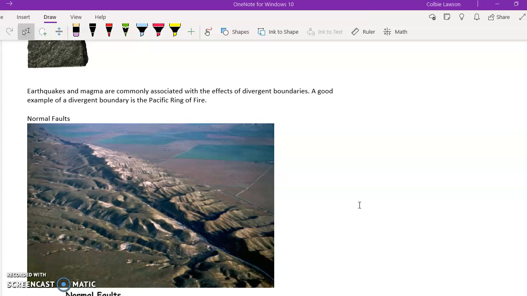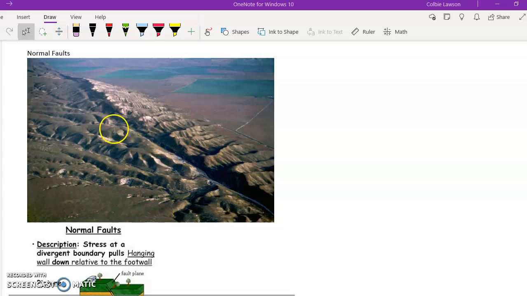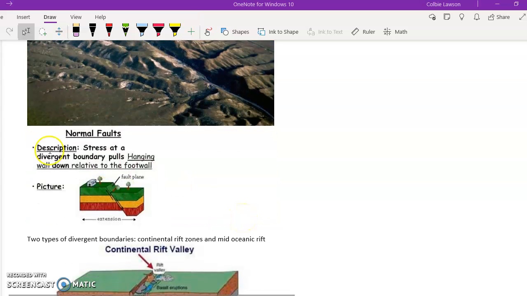Earthquakes and magma are commonly associated with the effects of divergent boundaries. A good example of a divergent boundary is the Pacific Ring of Fire. Another thing that correlates with divergent boundaries are normal faults. This is a picture of what a normal fault would look like on land. This is a quick little definition of normal faults. Stress at the divergent boundary pulls the hanging wall down relative to the footwall.